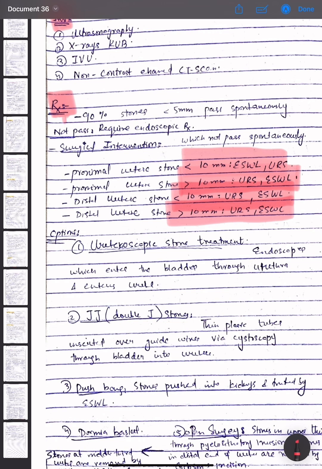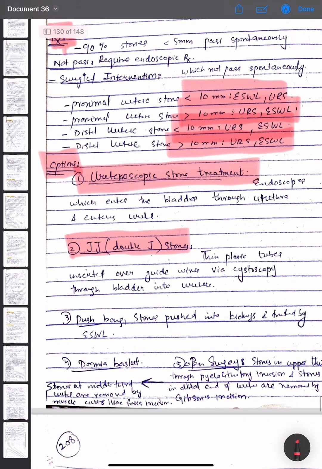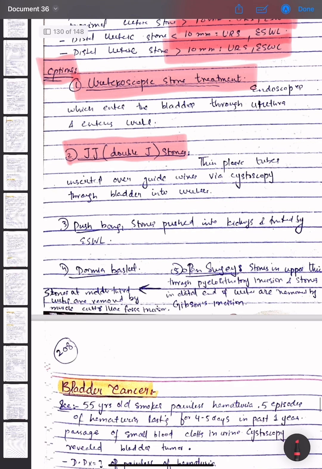Okay, these are the options for ureteric stone treatment: endoscopes that enter the bladder through the urethra and then the ureter. Double J stents are plastic tubes inserted over guide wires via cystoscopy through the bladder into the ureter. Then push bang, where stones are pushed into the kidney and treated by extracorporeal lithotripsy.